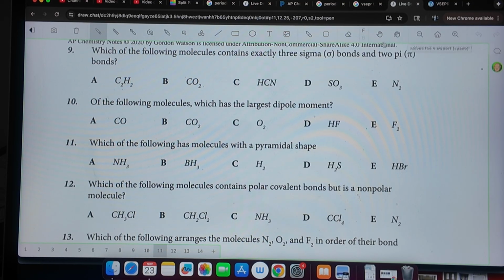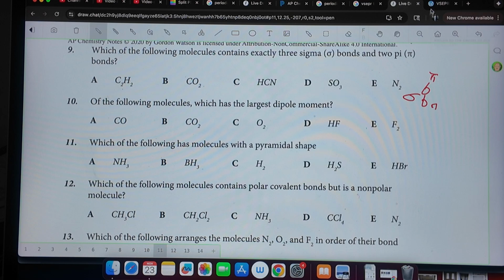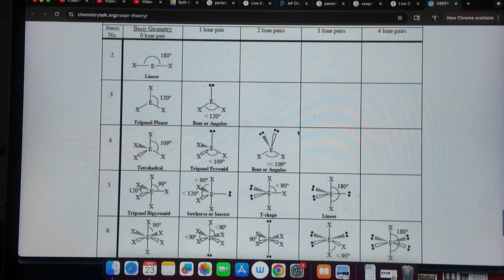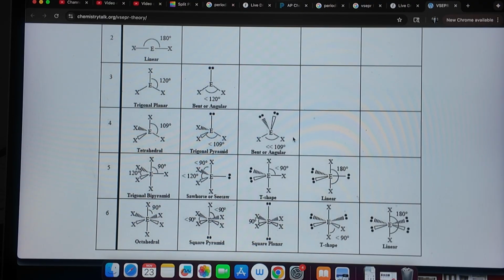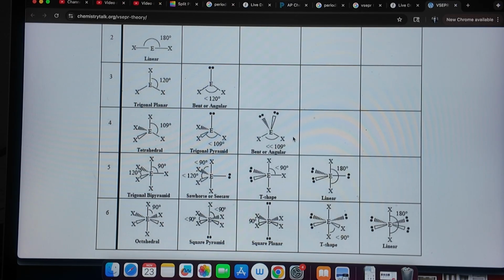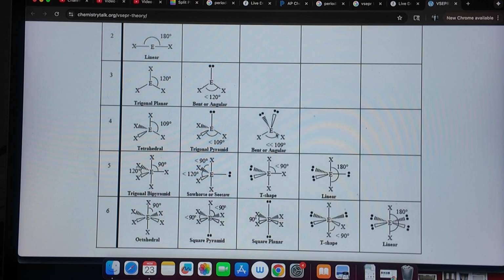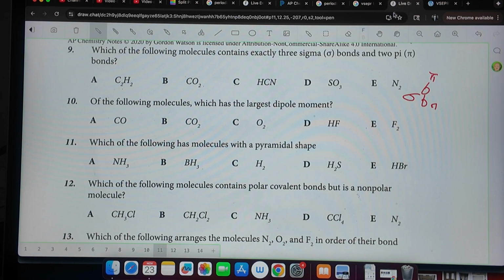Okay, so which of the following molecules shows 3 sigma bonds and 2 pi bonds? So 3 sigma bonds and 2 pi bonds would be something that has 3 bonds, so 3 sigma bonds, right? And then 2 pi bonds, right? So this would be, let's see. No lone pairs. And then if you have 3 sigma bonds and 2 pi bonds, let me see the examples here. HCN, AsO3.